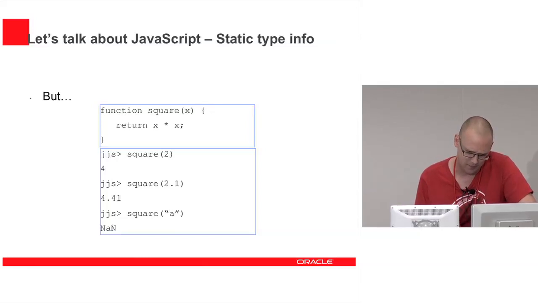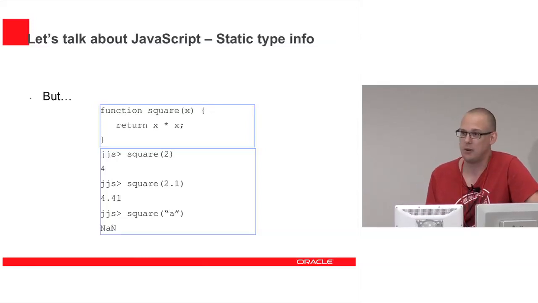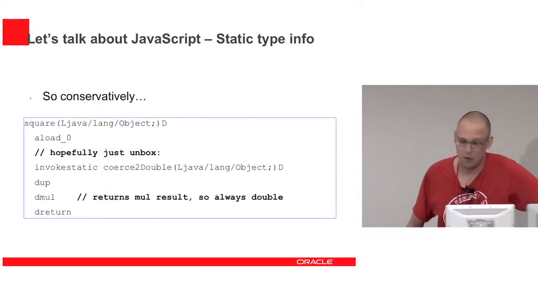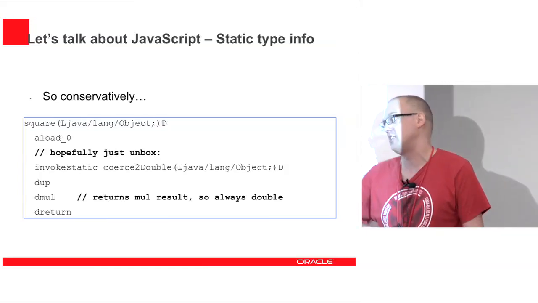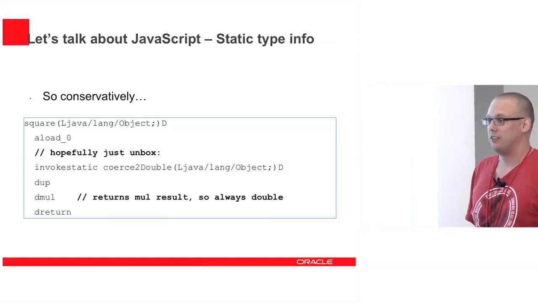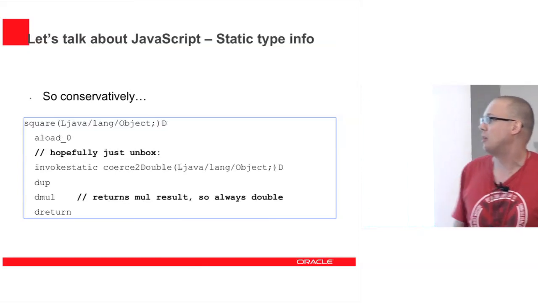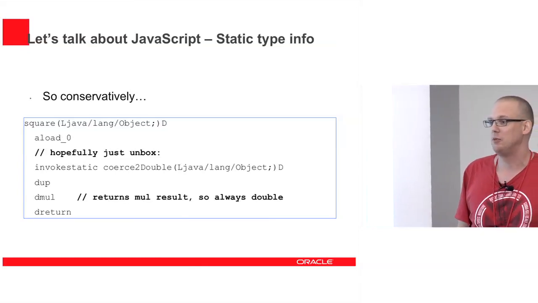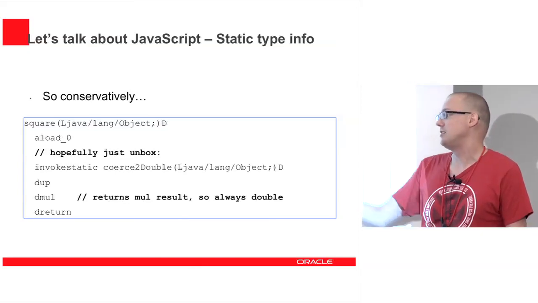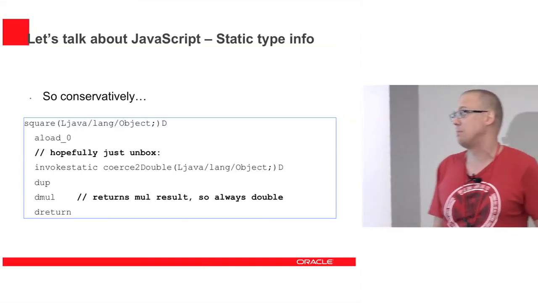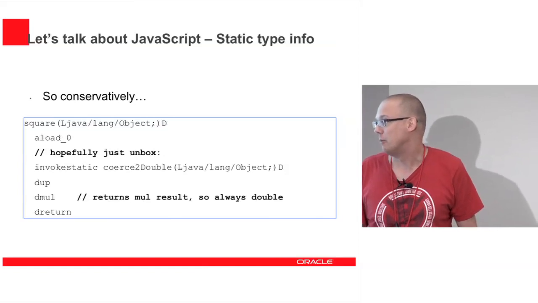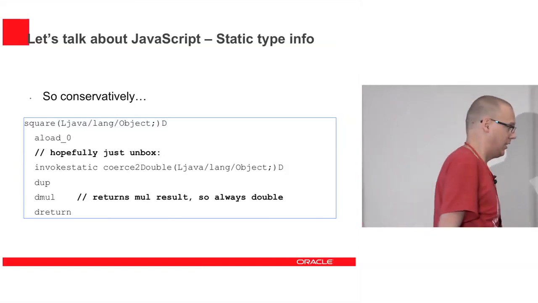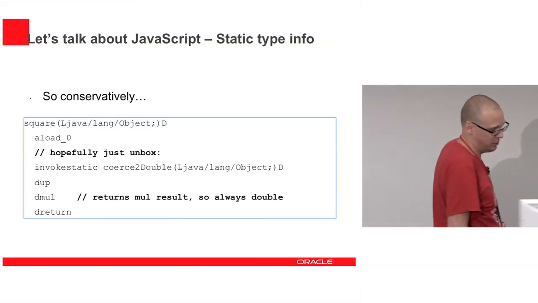So conservatively, we can assume that x is an object, represented as an object in bytecode, and generate bytecode like this. And we know, since we had the multiplication operator, that whatever we get back is a number, which is going to fit in a double anyway. But we have to take this object and strip it down to a double so we can do the DMUL on it, which takes two doubles. And in this case, toNumber or toDouble here is some utility function that probably, hopefully, just unboxes something and casts it to a double. That will be fairly quick. So this might be a conservative way to implement square.